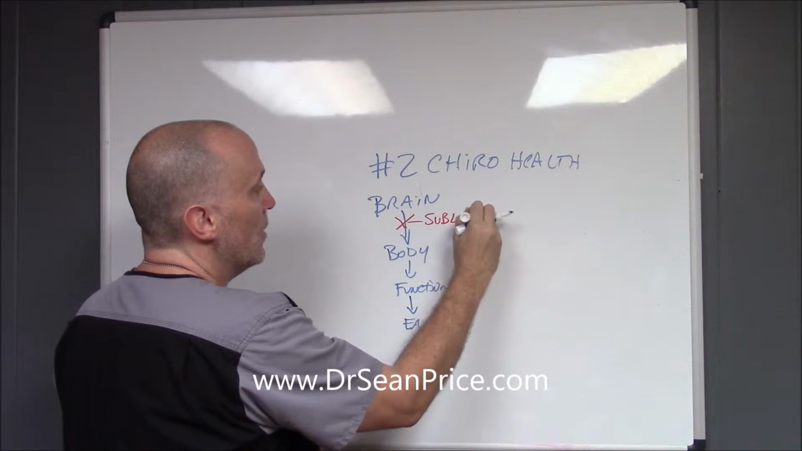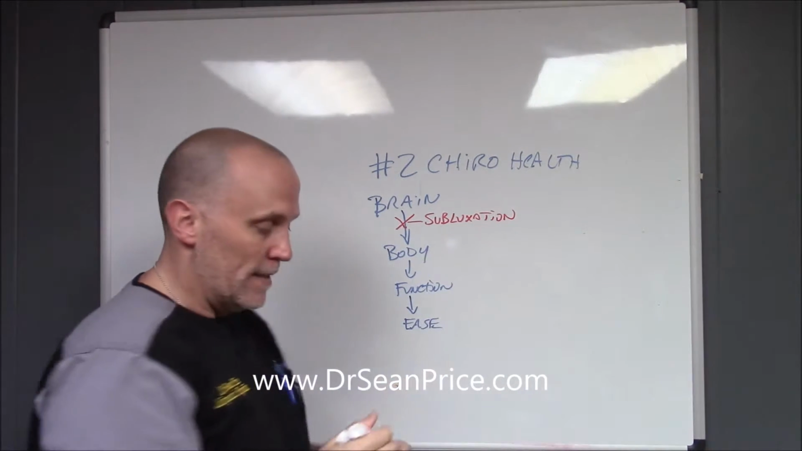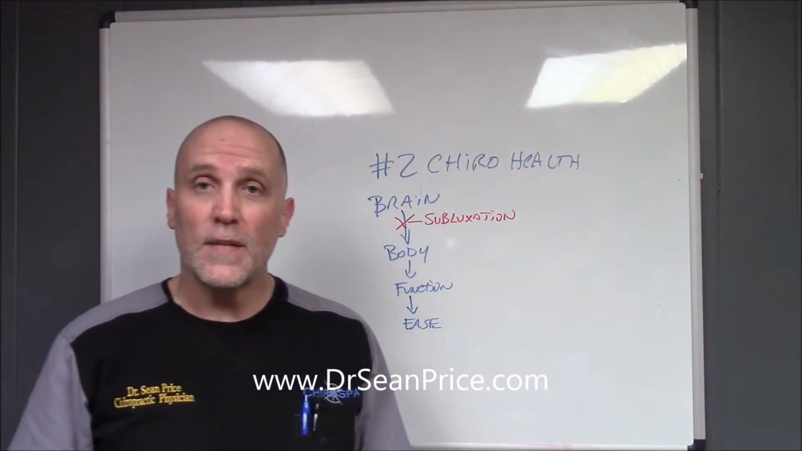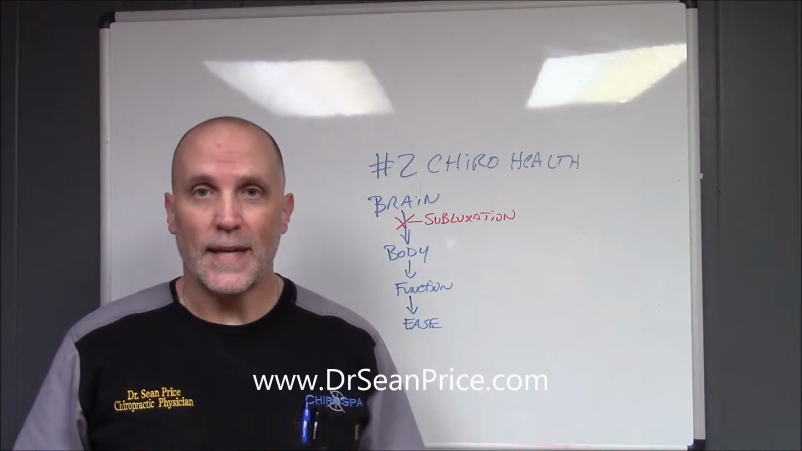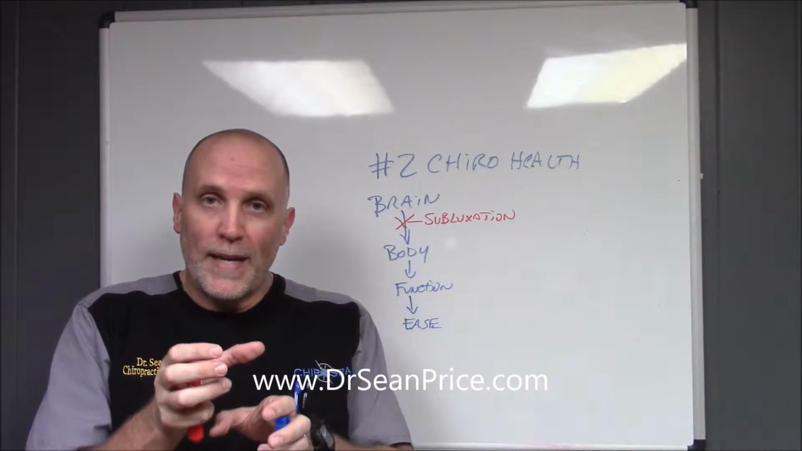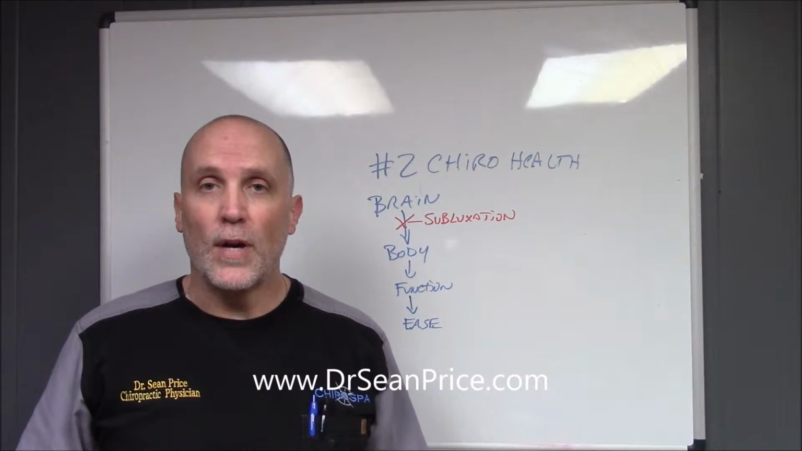A subluxation is a situation where one or more of the joints of the spine have become misaligned and are putting pressure on a nerve. That's a basic explanation for it. So the spine has become misaligned and it's putting pressure on those nerves.